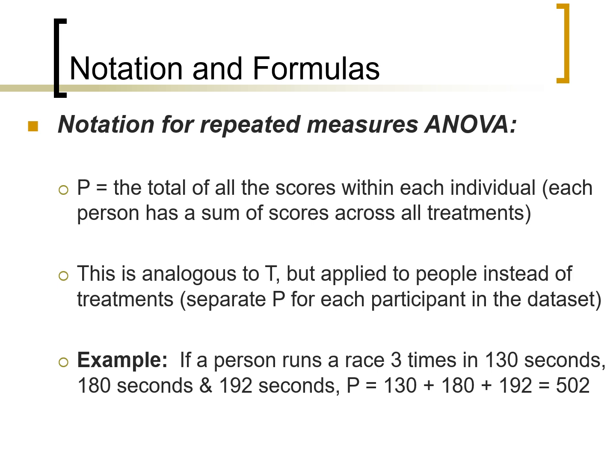But basically, if we think about a running example, a person runs a race 3 times in 130 seconds, 180 and 192 seconds, we would add these together to get the P total. And again, if these are independent measures, we can't add them together across groups in an independent design. They're different people. But since it's the same person, we can get this new meaningful measure linking scores across treatments because we know they're from the same person. So this is extra variance that we now have that we wouldn't have with an independent measures or between subjects design.